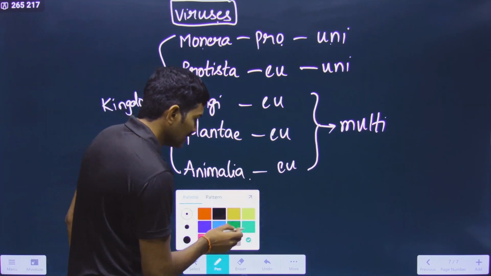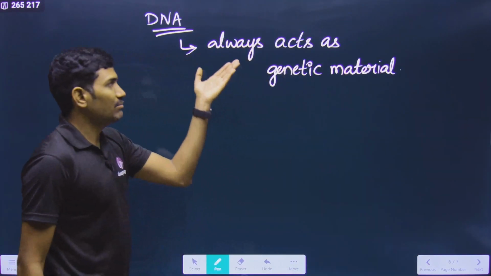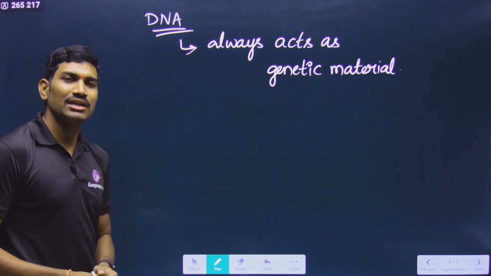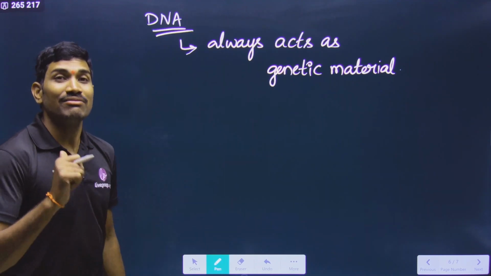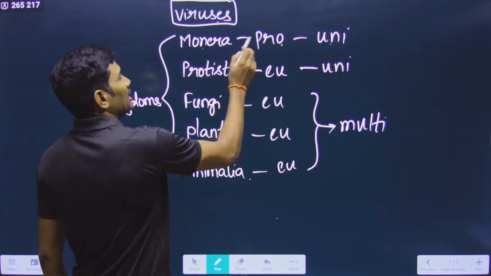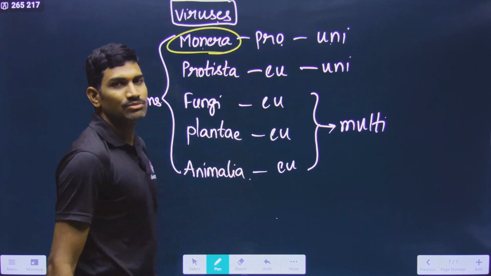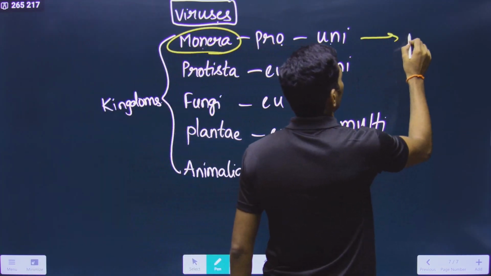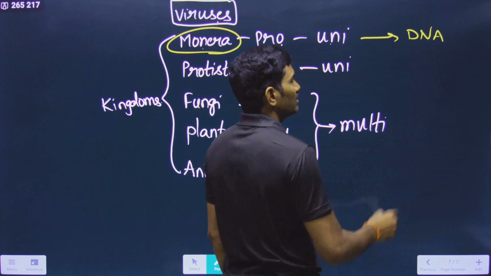And now what content are we studying? We are studying the function of DNA. DNA's function is genetic material. But in which organisms does DNA act as genetic material? Observe this carefully. In all organisms of kingdom Monera, DNA is the genetic material.